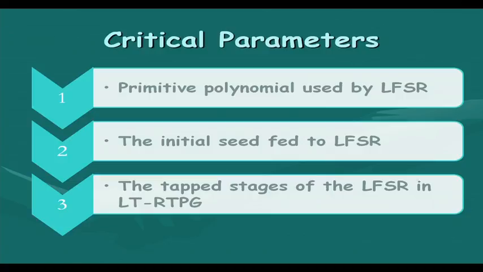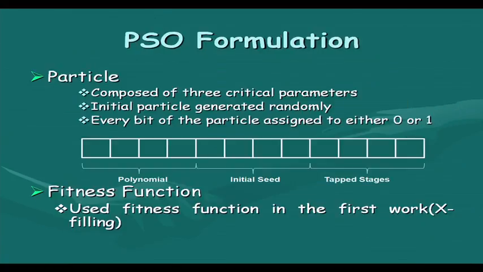So all these three turned out to be critical parameters: the primitive polynomial used by the LFSR, the initial seed that we feed to the LFSR, and the tapped stages of the LFSR. So all of them become critical. When all of them become critical, how do we work? Again, we use a particle swarm optimization based formulation.